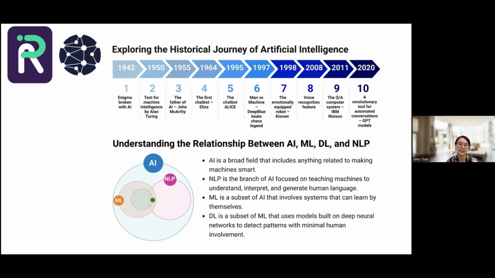These are all subsets of AI, with machine learning involving systems that can learn by themselves, and deep learning built more on patterns, where deep neural networks detect different patterns with minimal human involvement. And then on the other end, NLP is much more focused on language, for example, free text data. All of these have applications towards health, but an understanding of this journey and the relationships is the context for today's webinar.